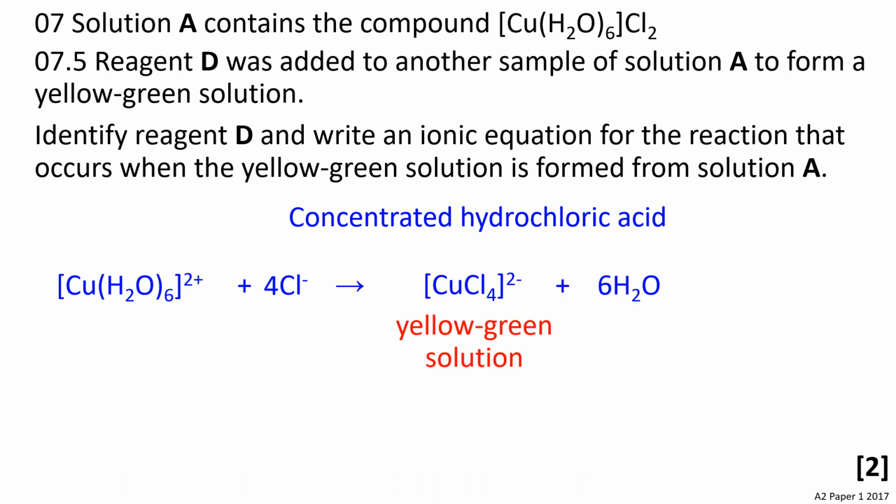If dilute aqueous HCl is used, water molecules will not be replaced. The reaction is actually an equilibrium. This reaction involves a change in coordination number from 6 to 4. Chloride ions are larger than water molecules. It is only possible for 4 chloride ions to fit around the central cation.